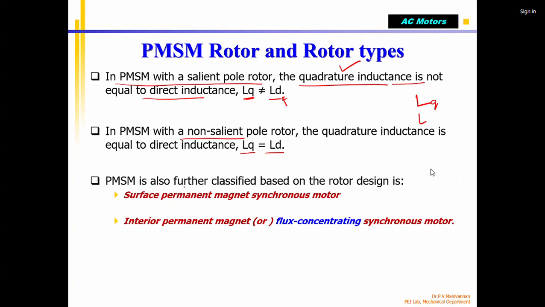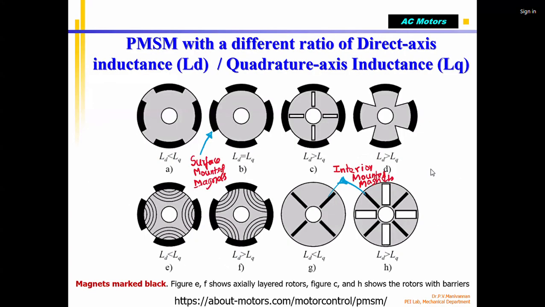The permanent magnet motor is also further classified based on rotor design: whether the rotor magnets are mounted on the surface of the rotor or mounted inside the rotor. One is called a surface mounted motor, the other is interior permanent magnet, IPM. IPM is also called a flux concentrating type synchronous motor rotor. I will show the surface type in the next slide. These are the different varieties of permanent magnet synchronous motor rotor design.